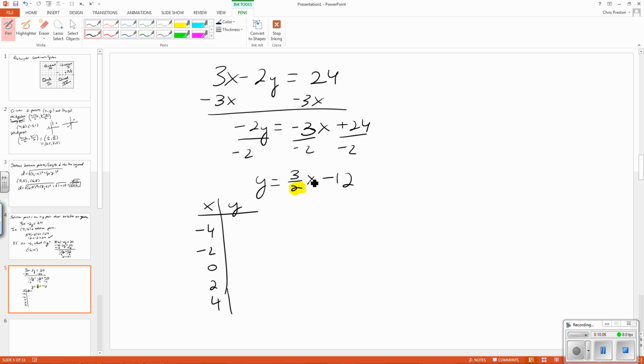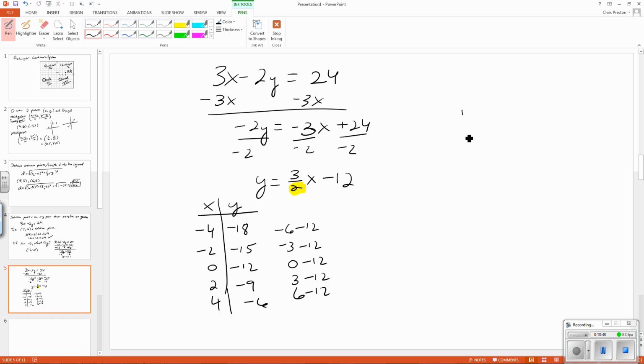So if I plug -4 in here, -4 times 3/2 is going to be -6 minus 12. So that's going to be a -18. -2 times 3/2 is going to be a -3 minus 12. So that's going to be a -15. I put 0 in there. Well, 0 times anything is 0. Minus 12 is going to be a -12. And then I put 2 in there. That's going to be a +3. Minus 12 is a -9. And I put 4 in there, and that's going to give me a +6 minus 12 is a -6. And there are several points.